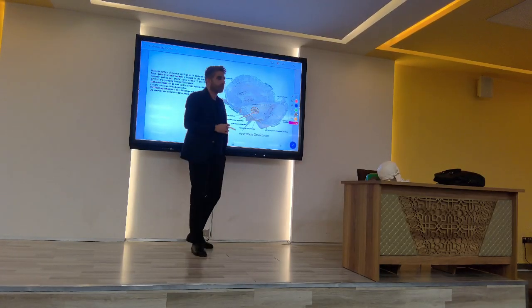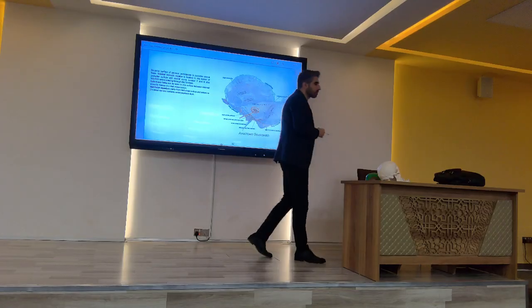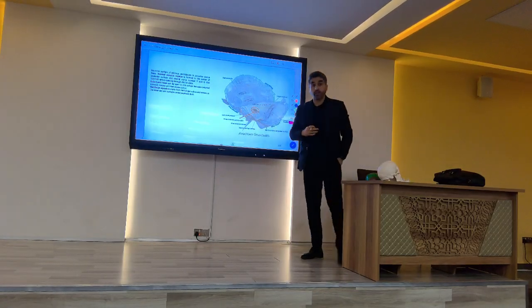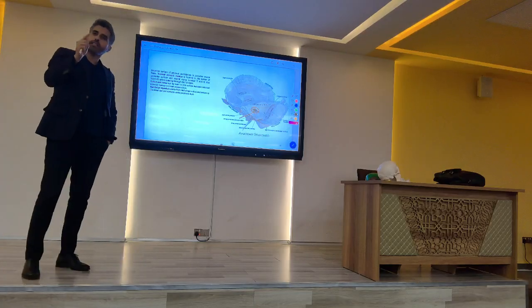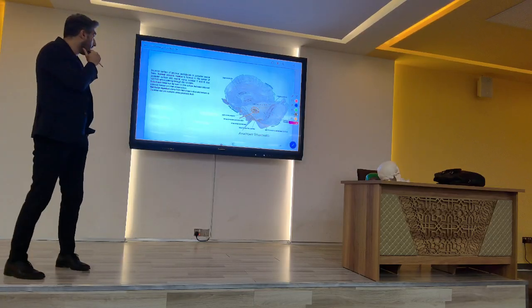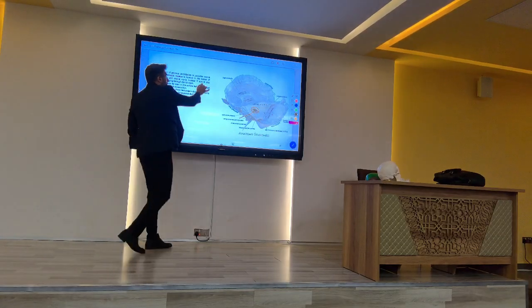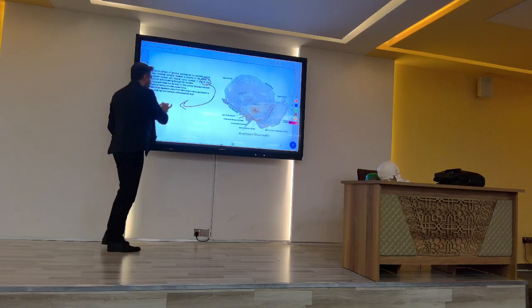Which nerves are related to the hearing system? Cranial nerve number 8 and 7. Very good. Cranial nerve number 8, and 7. The name of cranial nerve number 8 is vestibulocochlear nerve.